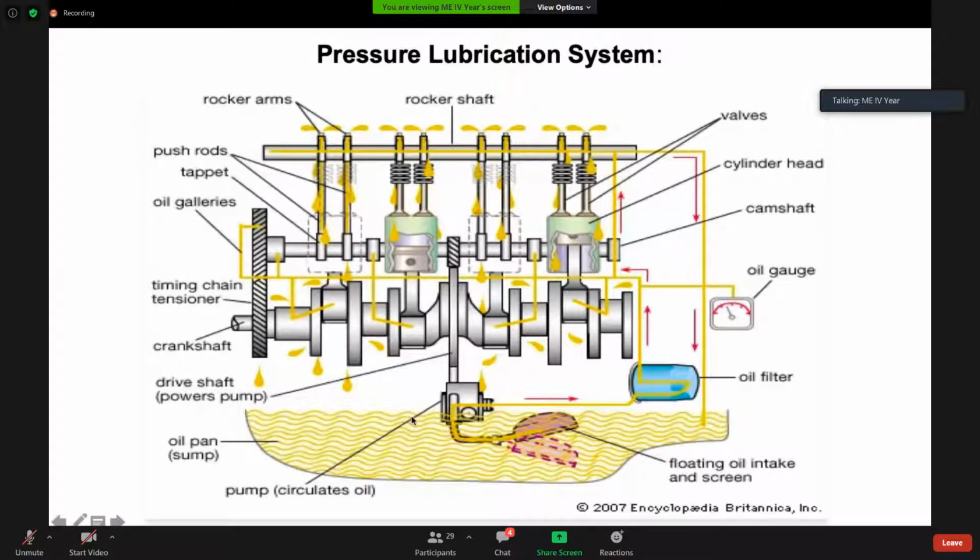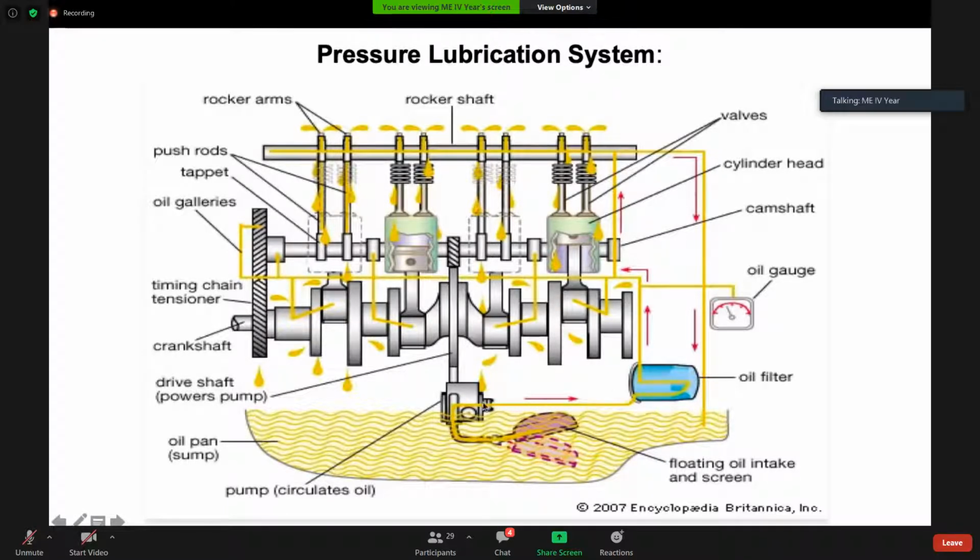Here you can see at the bottom there is an oil pan, or you can say a sump, where the lubricating oil is. The lubrication process starts from this strainer, which screens out the dust particles or foreign particles from the lubricating oil present over here. Then you have one pump which pressurizes the lubricating oil to the oil galleries. These yellow color lines that you can see are oil galleries.